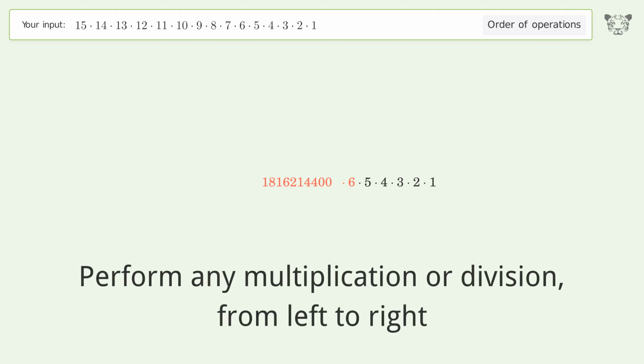1,816,214,400 times 6 equals 10,897,286,400. 10,897,286,400 times 5 equals 54,486,432,000. 54,486,432,000 times 4 equals 217,945,728,000.